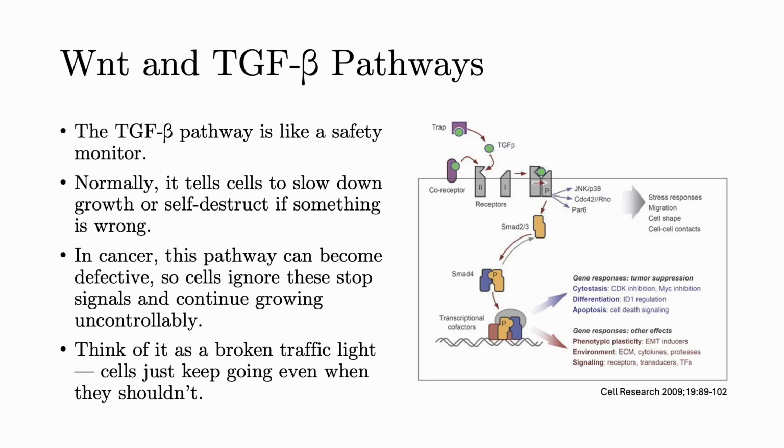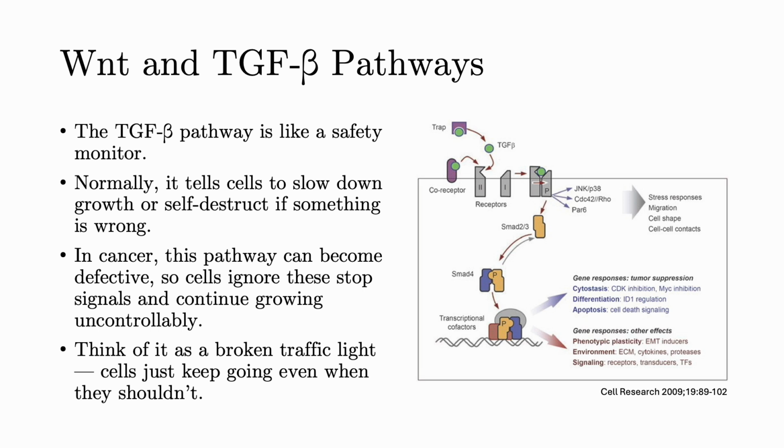In contrast, the TGF beta pathway normally functions as a safety monitor, telling cells to slow down growth or self-destruct when something goes wrong. When this pathway is defective, cells ignore these stop signals and continue dividing, similar to a broken traffic light that allows everything to keep moving.